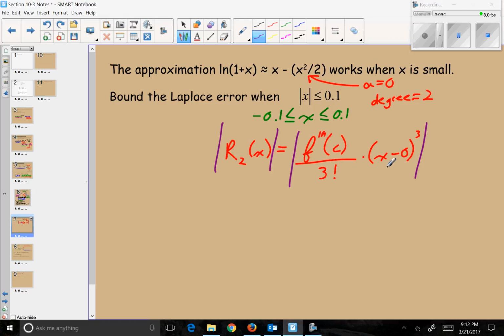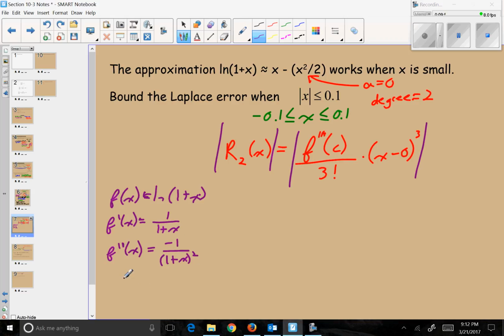All right, so then I want to deal with this third derivative. Well, we know the function is the natural log of 1 plus x. The first derivative then would be 1 over 1 plus x. The second derivative would be negative 1 over 1 plus x squared. And the third derivative would be 2 over 1 plus x cubed.